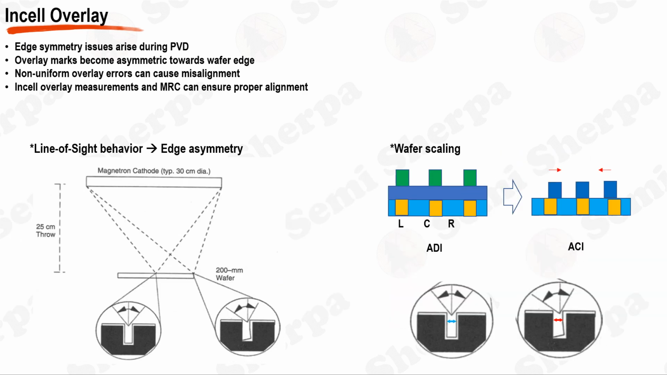A significant challenge that arises during the PVD process is edge symmetry issues, due to asymmetries at the wafer edge. These issues are brought on by what are known as line-of-sight behaviors, where the thickness of the deposited thin film on the sidewall of the wafer becomes increasingly non-uniform as it nears the wafer edge. Overlay marks, which are often used to align layers in the photolithography process, typically feature a step structure. This structure is symmetrical at the center of the wafer, but as it extends towards the edge, it becomes asymmetrical, leading to a wafer scale term.